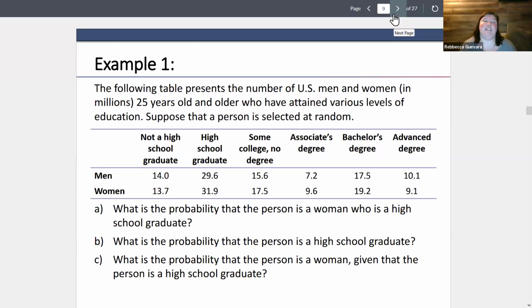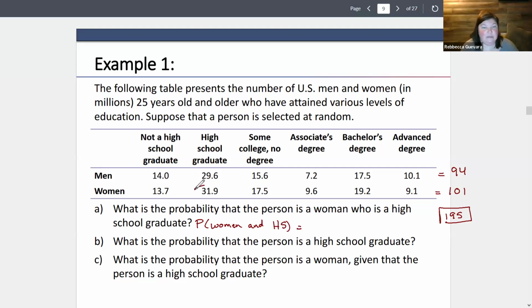So the following table represents the number of U.S. men and women, once again, age 25 and older. But this time we're going to start looking at women and high school graduates. So we're going to put back some of our numbers here. What is the probability that a person is a woman who's a high school graduate? So we're looking at women and high school graduate.